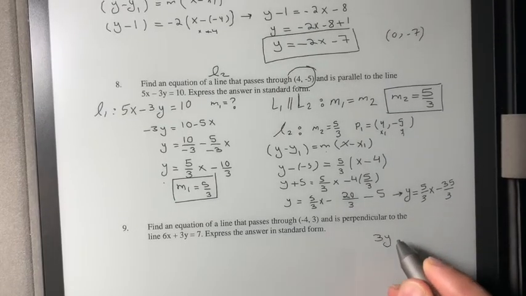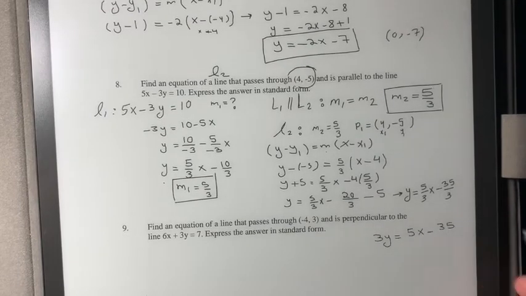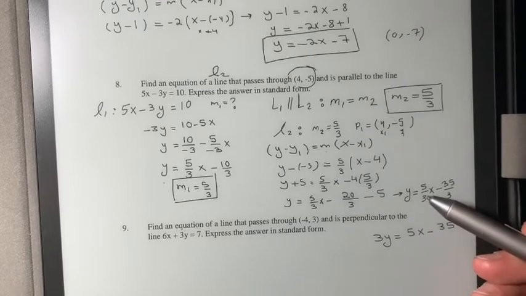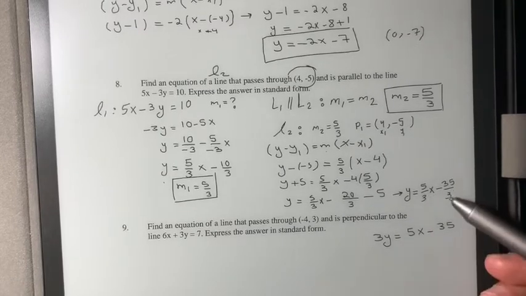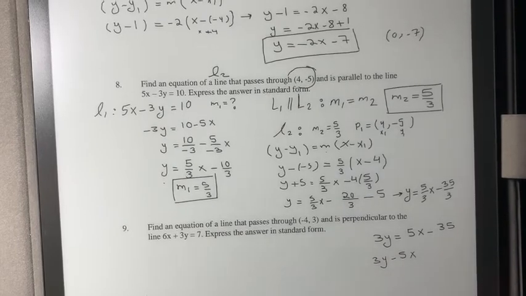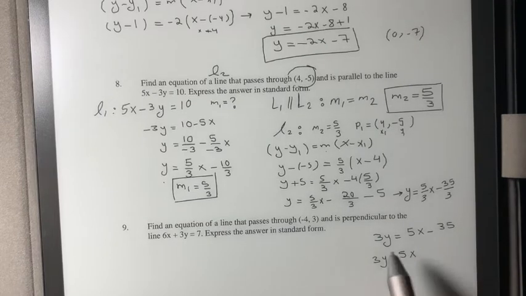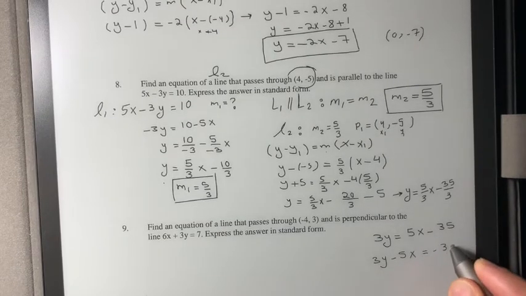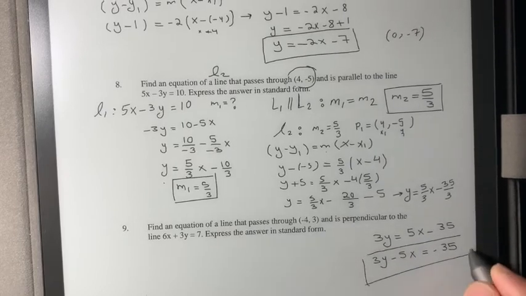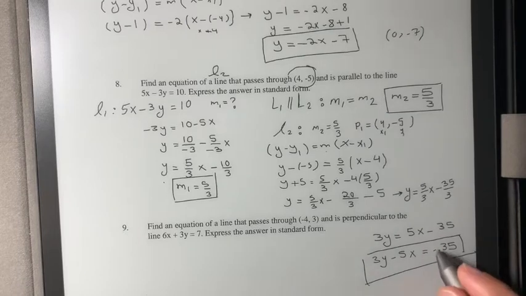So I will have 3y equal to 5x minus 35, because I multiplied 3 to this one, this one, this one. So these two cancel. I have negative 3y. Then I'm going to bring this one to the other side, so I'm subtracting 5x from each side. So this goes to the other side, equal to negative 35. And this is the standard form, or this is the equation for line 2.